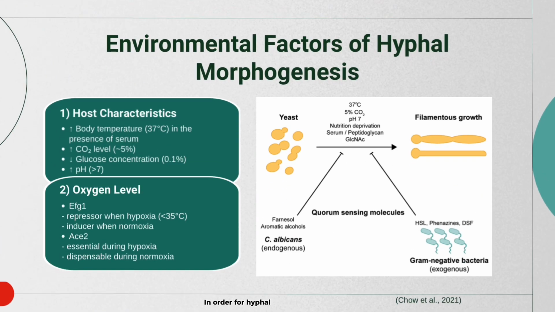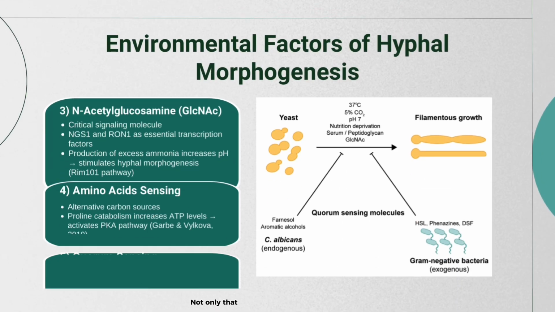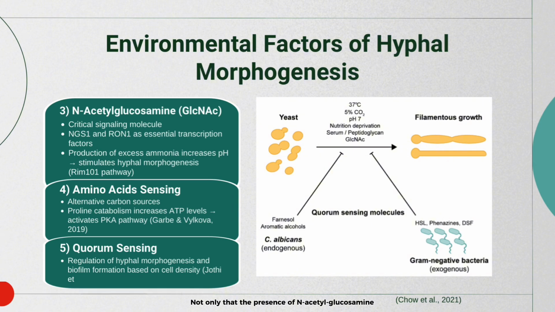In order for hyphal morphogenesis to occur, there are several environmental factors that act as triggers. The factors include host characteristics, which are elevated body temperature and carbon dioxide level, low glucose concentration, and alkaline pH, and also the oxygen level of the fungi. Not only that, the presence of N-acetylglucosamine, amino acid sensing and quorum sensing can also lead to hyphal morphogenesis.